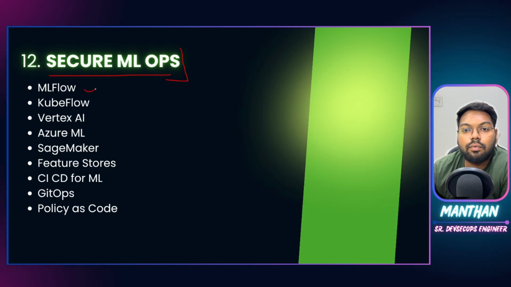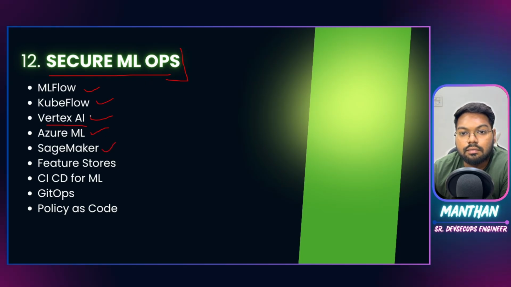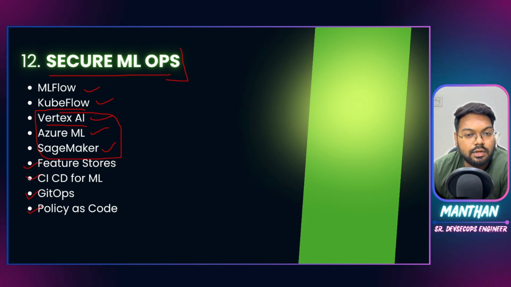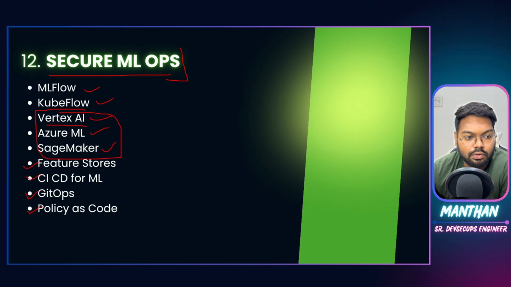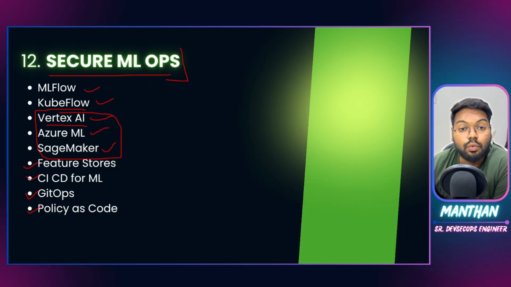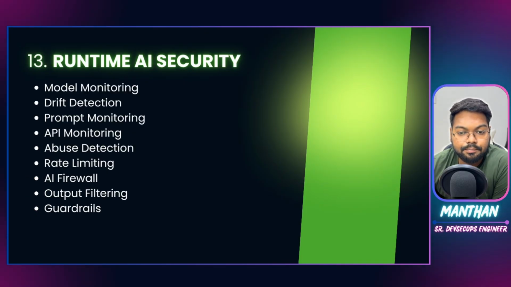So MLflow, Kubeflow, Vertex AI, these are the AI services, the pipeline services, the cloud services, Vertex AI, Azure ML, SageMaker, feature stores, and then CI/CD for machine learning pipelines. Then GitOps principles, and then policy as code to set certain policies, deployment policies, and anything like that for your entire organization, and then they should be following it to make sure that you are deploying your application securely.